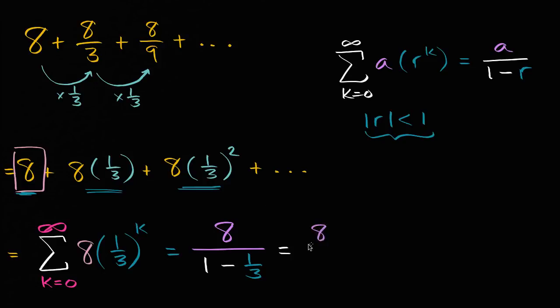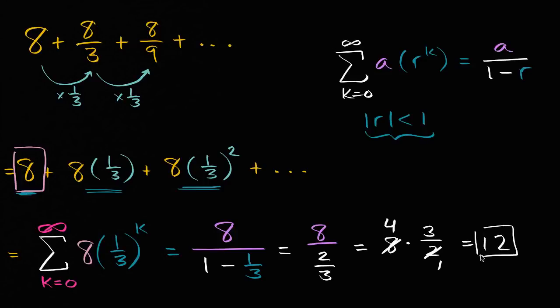And so this is all going to converge to 8 over 1 minus 1/3, which is 8 over 2/3, which is the same thing as 8 times 3/2. Let's see, you divide 8 by 2, that becomes 4, and so this will become 12.